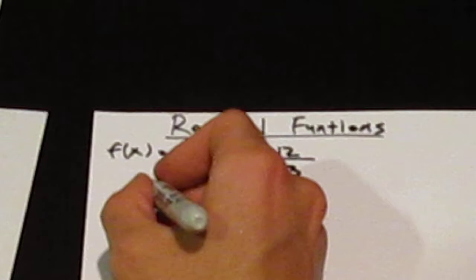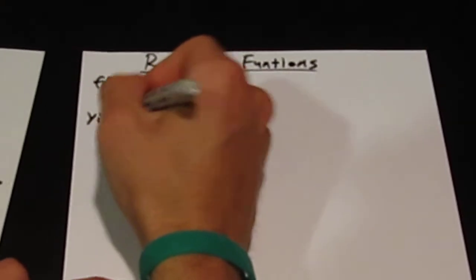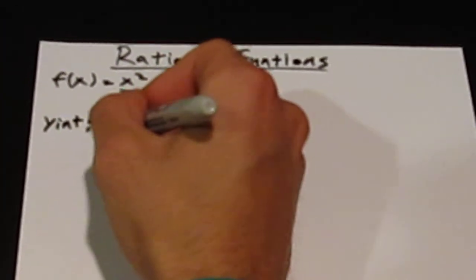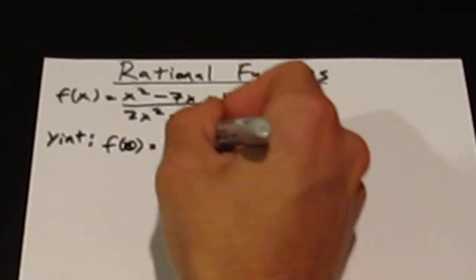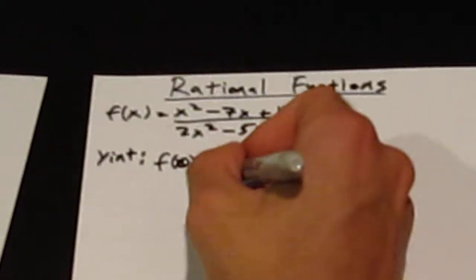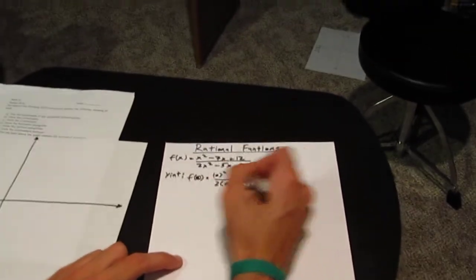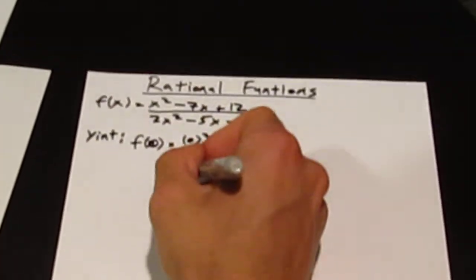minus 5x minus 3. Okay, so the first thing you want to do is find the y-intercept. In order to find the y-intercept, you want to make all the x's 0. So basically f of 0 is 0 squared minus 7 times 0 plus 12 over 2 times 0 squared minus 5 times 0 minus 3. So basically what you get after that is negative 4.